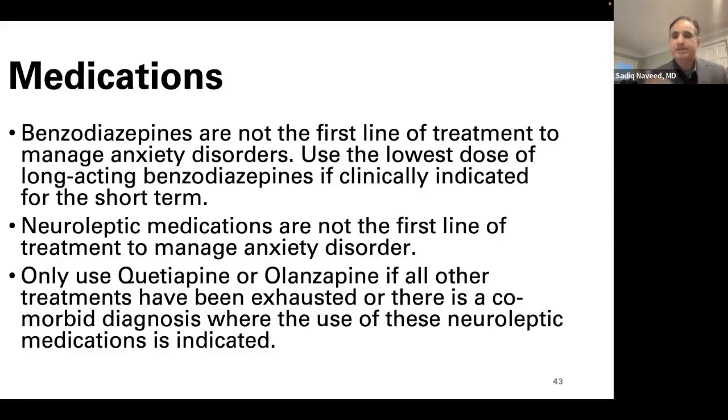Neuroleptic medications are antipsychotics. They are not first-line medications. Again, I have not typically used these, but my goal is always to go back to one medication.